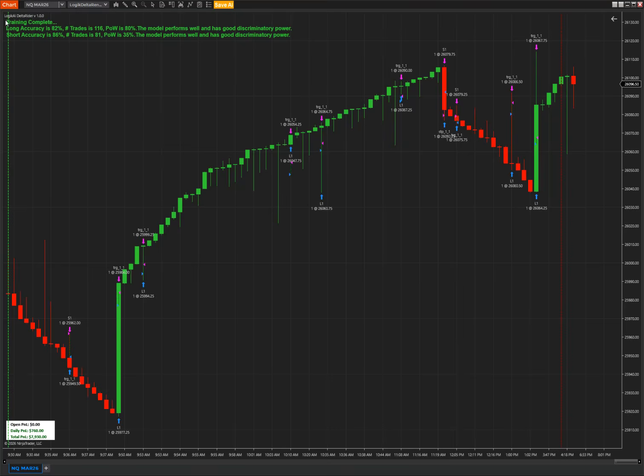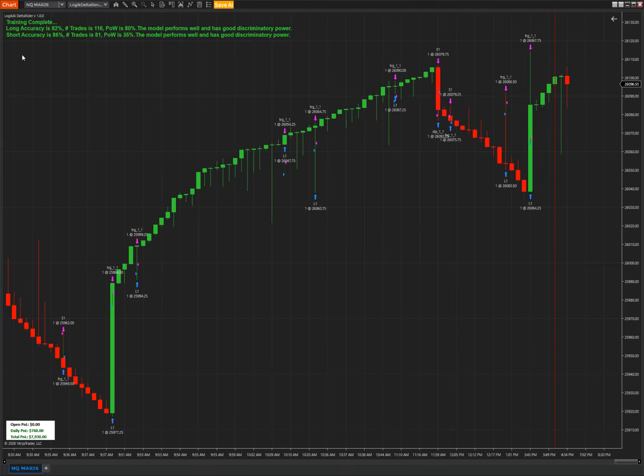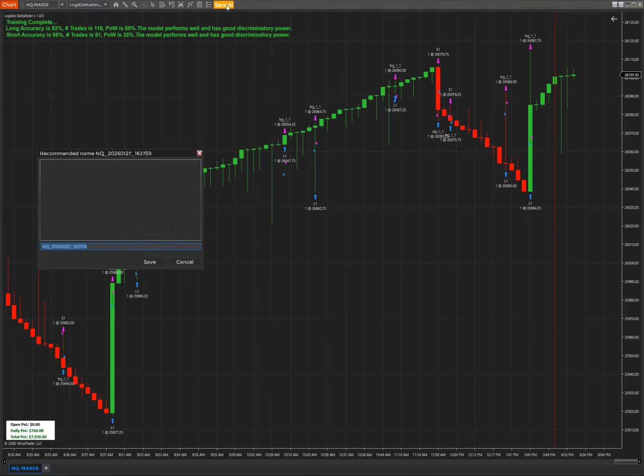So something I've done recently is I separate long trades and short trades for the AI training component. And I found that by doing that, you really get a much better ability to predict. Okay, so in here it says my model accuracy for long is 82%. That's very good. For short, it's 86%. That's also very good.